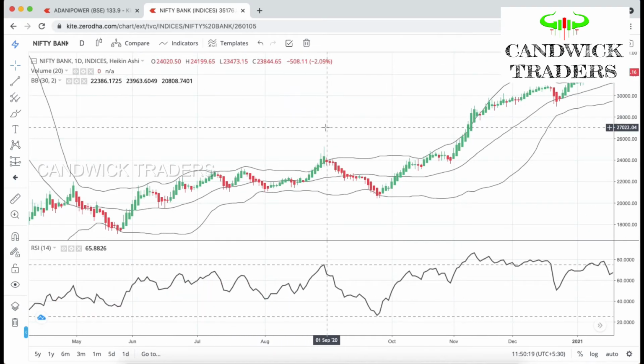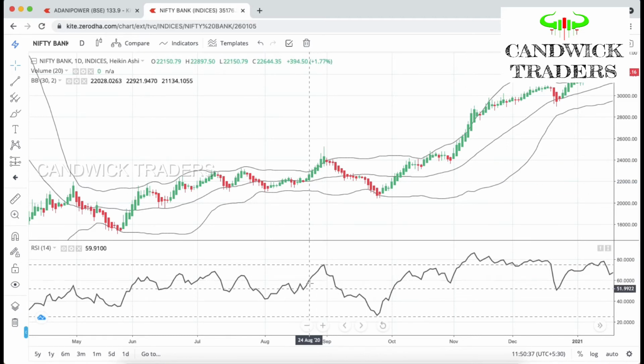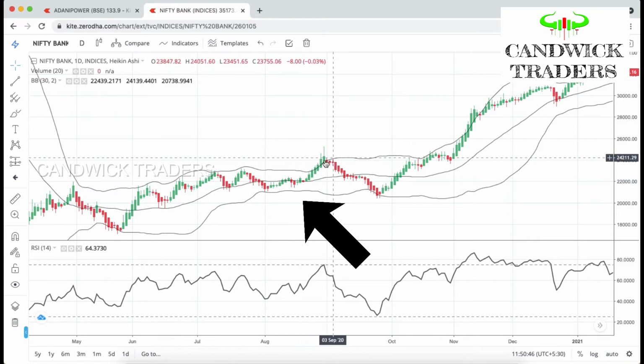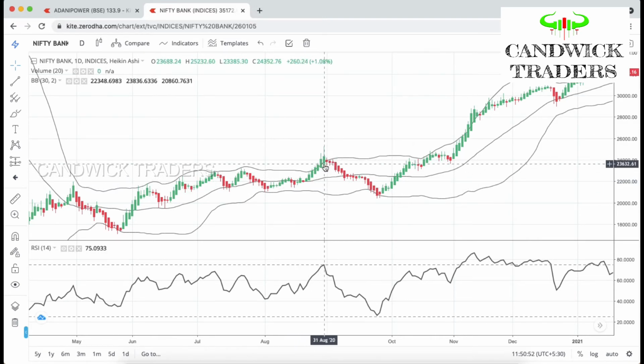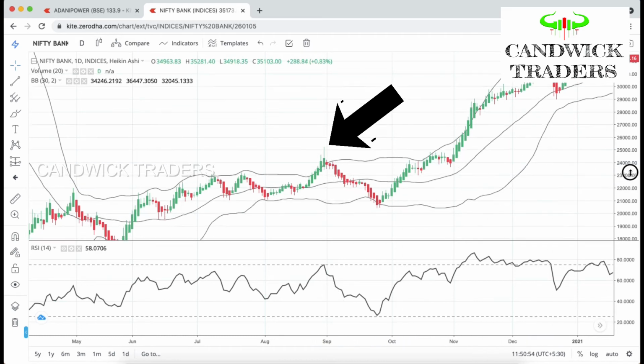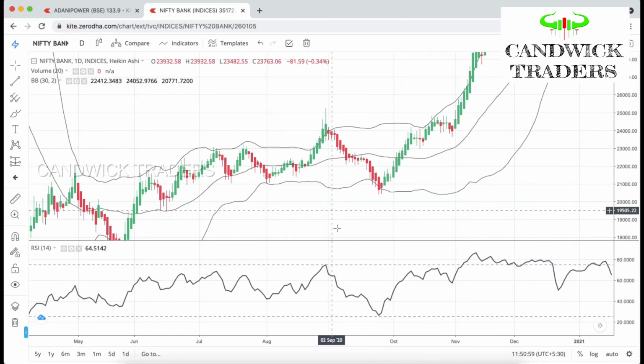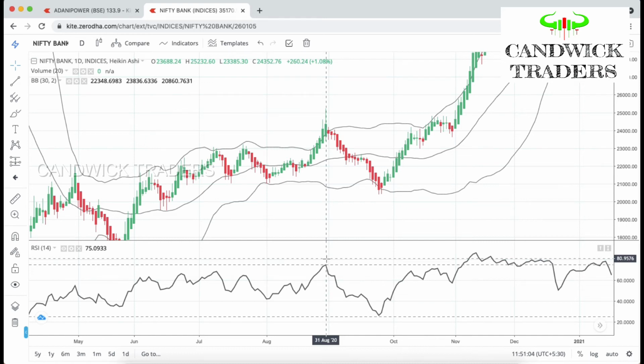In this, what is the entry? Whenever the price is moving above the middle band with green Heikin-Ashi candles and RSI is above 50, we can take a buy entry and stop loss would be the swing low. In this case this is the one. And where is the exit? Whenever you see this kind of red Heikin-Ashi candle, let me zoom in, or RSI is touching or crossing 75, you can exit the trades.